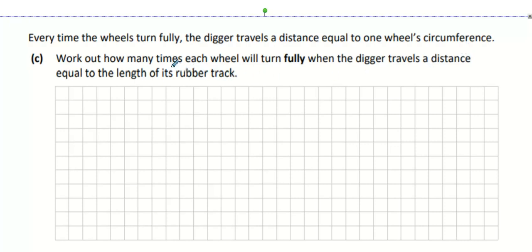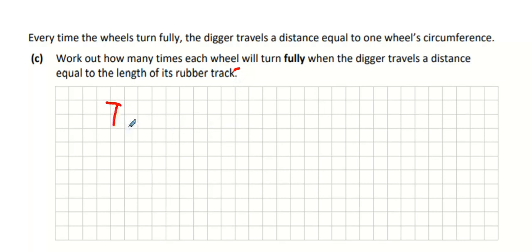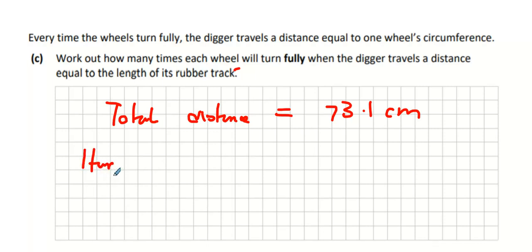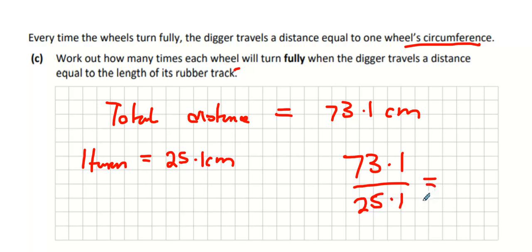Okay. Work out how many times each wheel will turn fully when the digger travels a distance equal to the length of the rubber bands. So, what we've got to do here is get the total distance it travels. The whole rubber band itself will be 73.1 centimeters. Now, one turn is 25.1 centimeters. That's the circumference of one of the wheels. So the number of turns will be 73.1 divided by 25.1, which equals 2.9 turns. We all good with that?